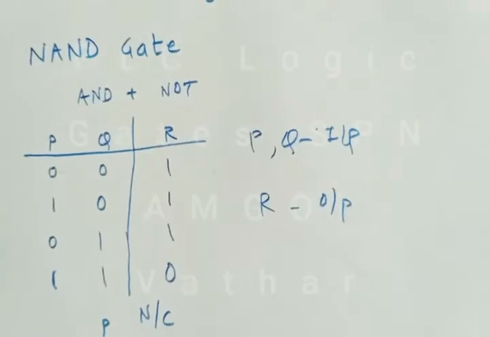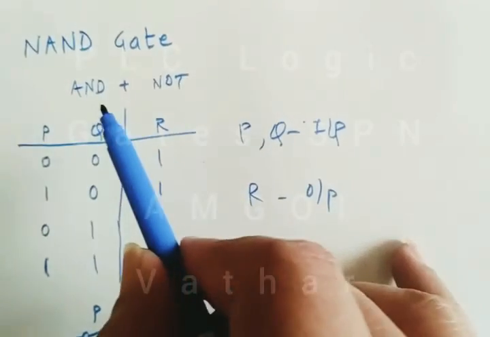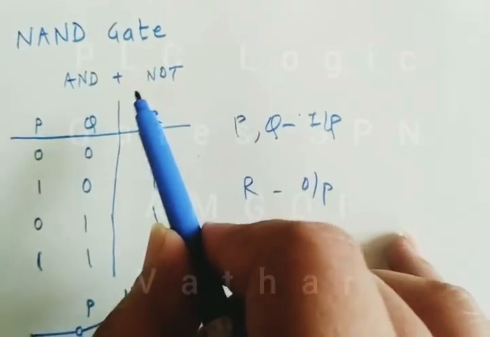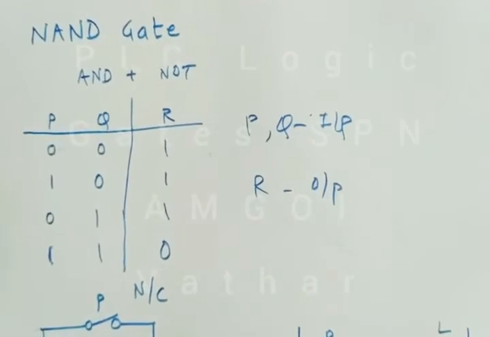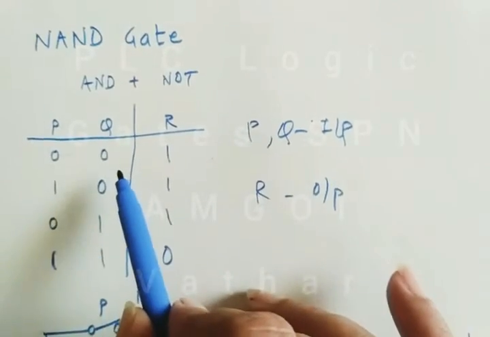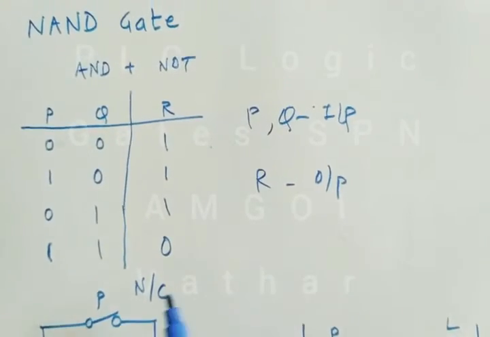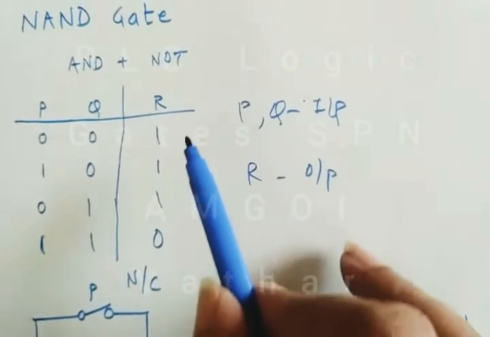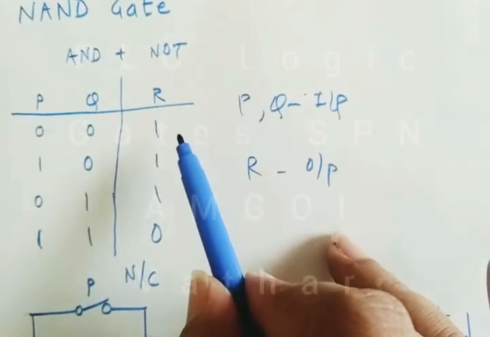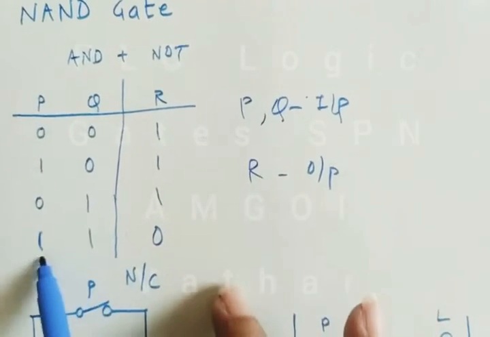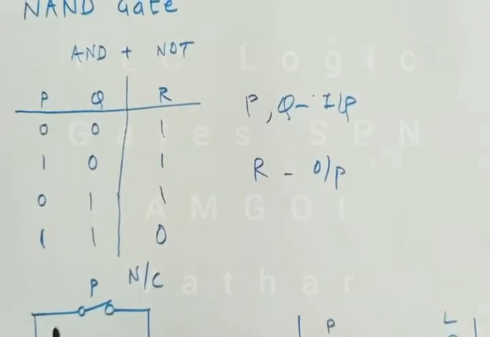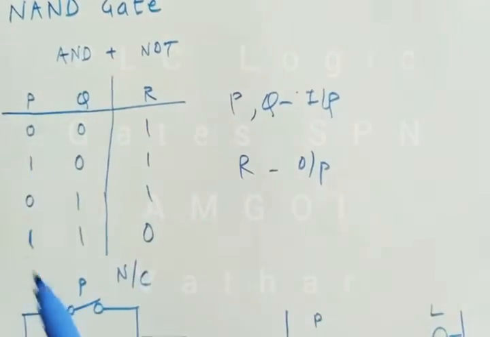The NAND gate. The NAND gate is a combination of two gates: AND plus the NOT gate. P and Q are the inputs shown in the truth table and R is the output. The NAND gate will not give any output when both P and Q are on. So this is exactly opposite to the AND gate.